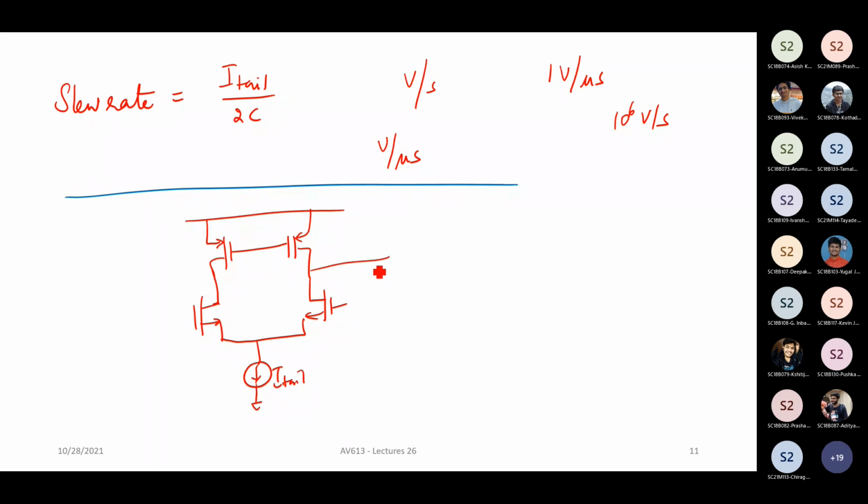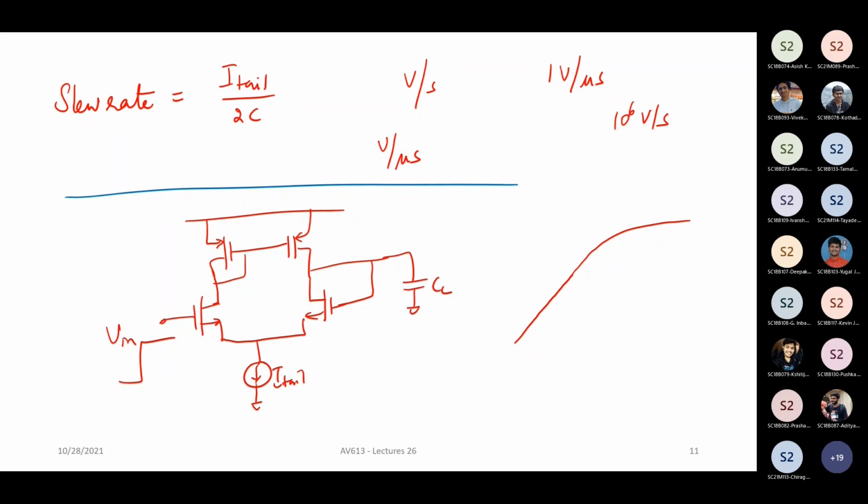Same way for the 5 transistor OTA. If you're putting things in unity gain feedback, this will be your V in, this will be your output. If you're giving a large step, all the current initially will flow through the left hand side. So the output will go like this, and then it will take up the exponential behavior. Here also you can define the slew rate of the op amp.